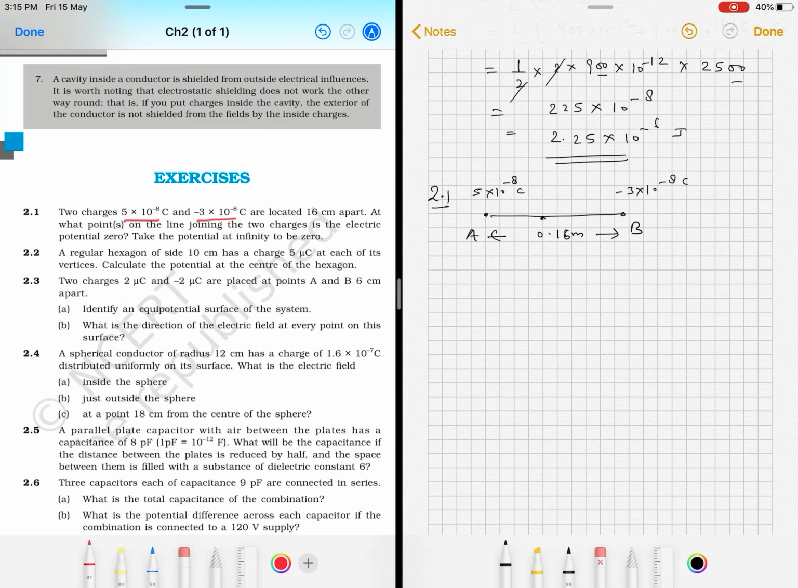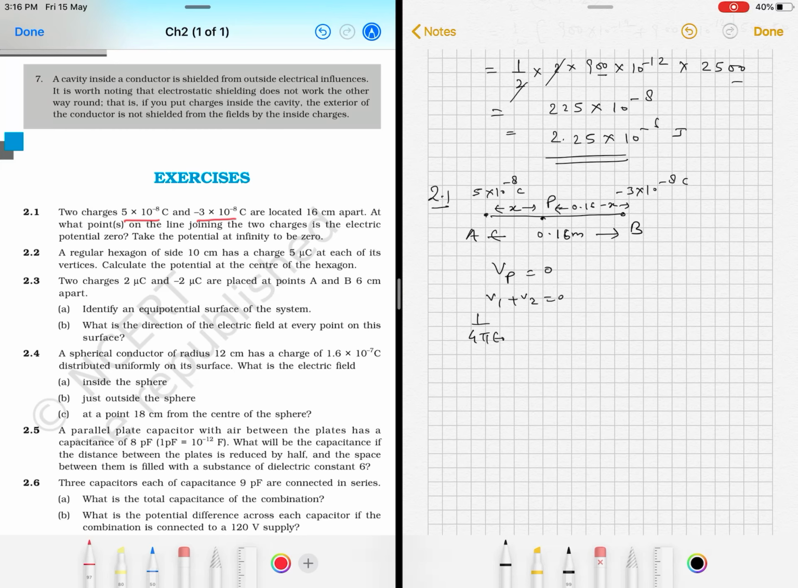Suppose we take a point P which is at a distance x from A. So this distance will be 0.16 minus x meter, at which the potential is 0. So we will write the formula of potential at point P due to the charges at A and B and put it equal to 0. So VP is equal to potential V1 plus V2 equal to 0.